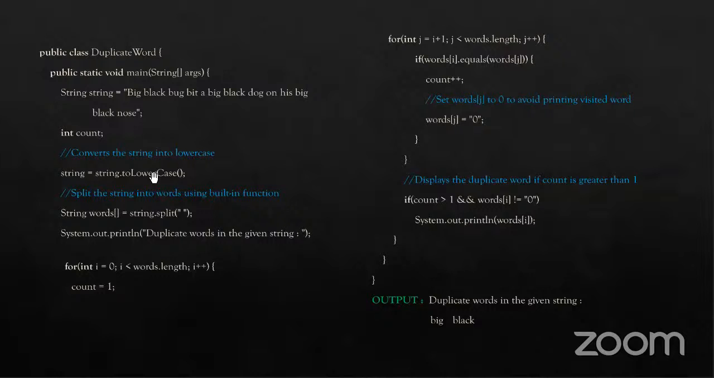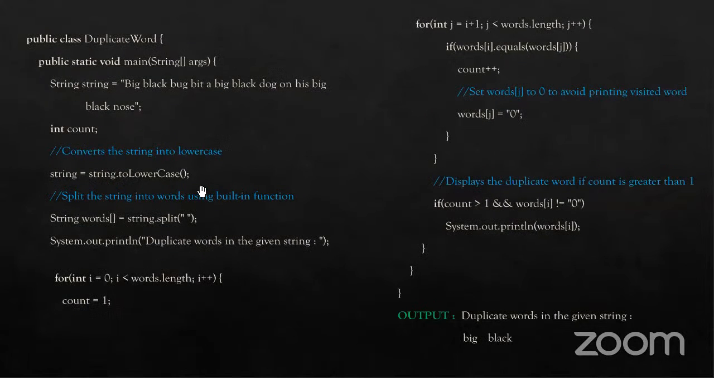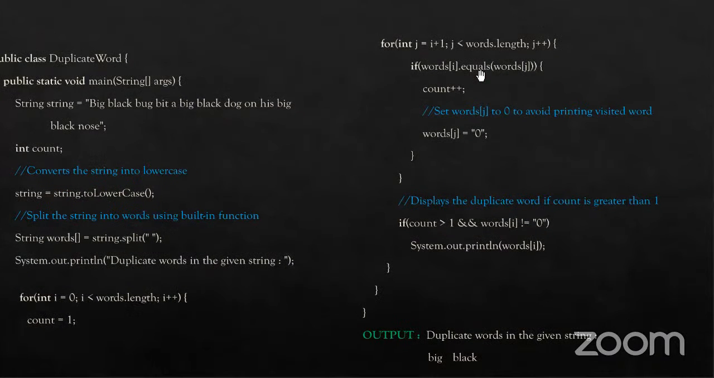Here we have seen the string methods: toLowerCase, to convert the entire string to lowercase, and the toUpperCase method, to convert the entire string to uppercase. We have the split method, to split using a character or a space, etc. And the equals method, to compare two strings.